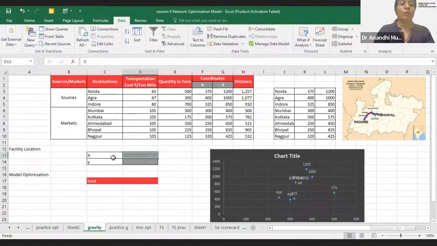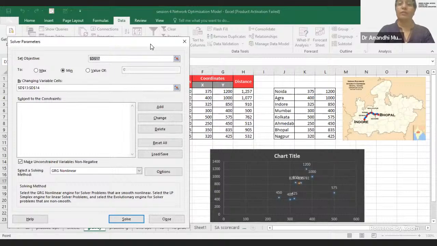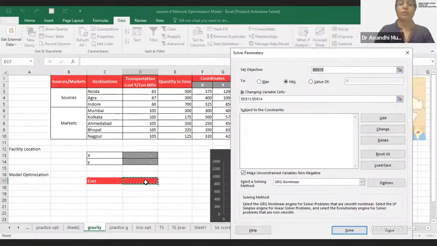Okay, I wanted to find out the new x and y coordinate. That is a new location. These blue dots are all the existing ones. And I wanted to identify a new central location. So go with the same solver function, and here these are the data already given. Okay, so do not bother about that. So I'm going with the solver function here. Click solver.